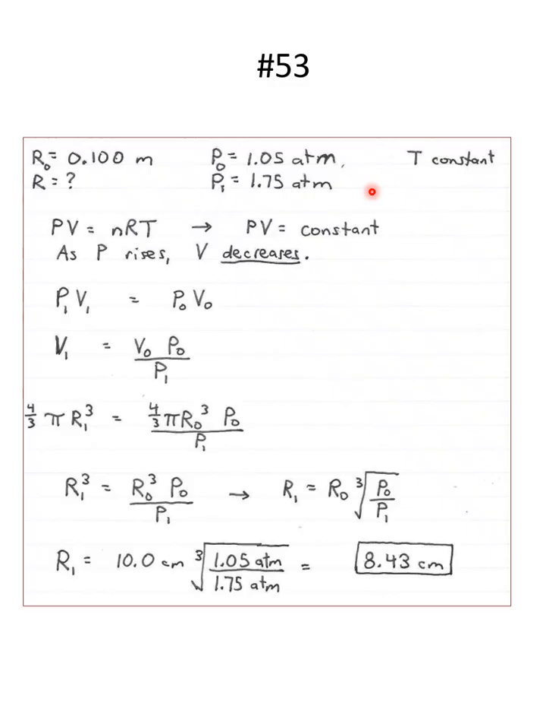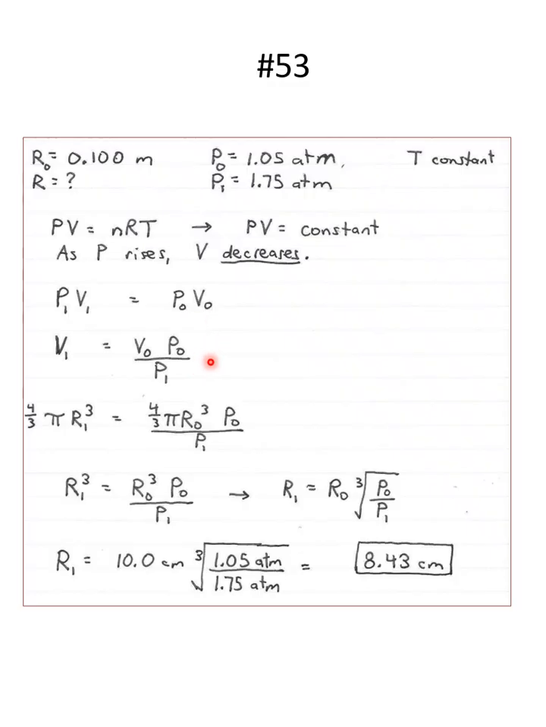We start with the ideal gas law, PV equals nRT. n, R, and T are constant, so we have PV is constant. We see this inverse relationship between pressure and volume. So as the pressure rises, the volume decreases. Now let's actually solve for the final size. We'll say, since PV is constant, that P1 V1 equals P0 V0. Solve for V1, and that is V0 P0 over P1.